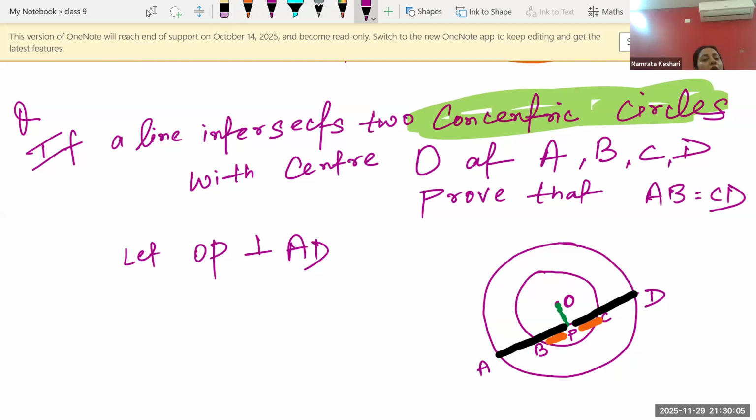is perpendicular on AD, it is perpendicular on BC as well. Okay. Therefore, BP is equals to PC, perpendicular.